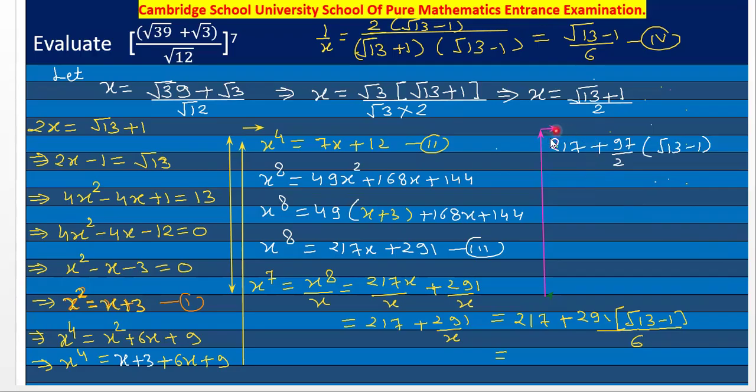Now taking the rational part on one side and the irrational part on the other side. On further simplification, it is 217 minus 97 by 2 here. I'll make it correct. It is 97 here.